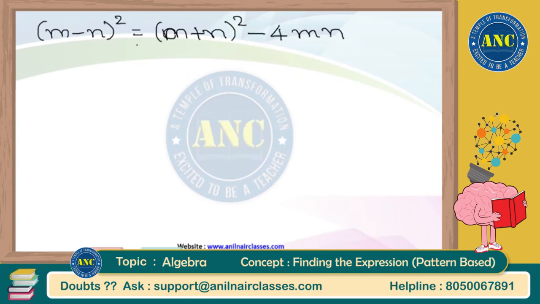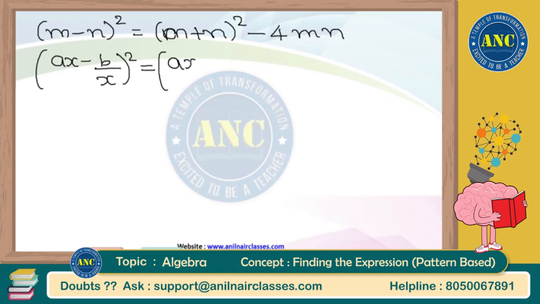This is something which we discussed already. Instead of m, I will put it as ax. Instead of n, I will put it as b by x. So this becomes (ax minus b by x) whole square, which is nothing but (ax plus b by x) the whole square.